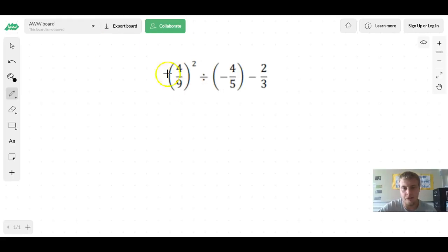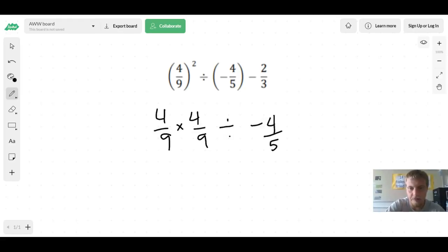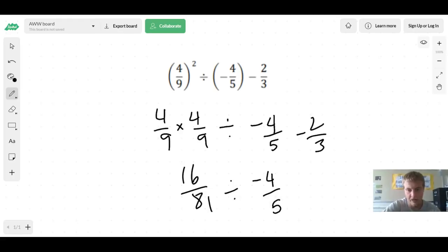The first thing we'd have to do here is exponents. So this would be 4/9 squared, which would mean we have 4/9 times 4/9. And I'll write the rest of this stuff in. How you multiply fractions, if you remember from before, is you multiply the tops and you multiply the bottoms, which would give us 16/81 divided by -4/5 minus 2/3.